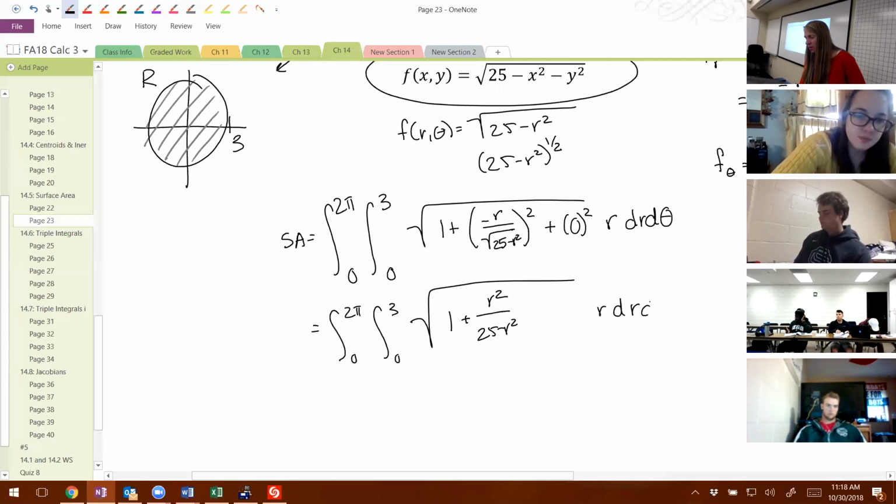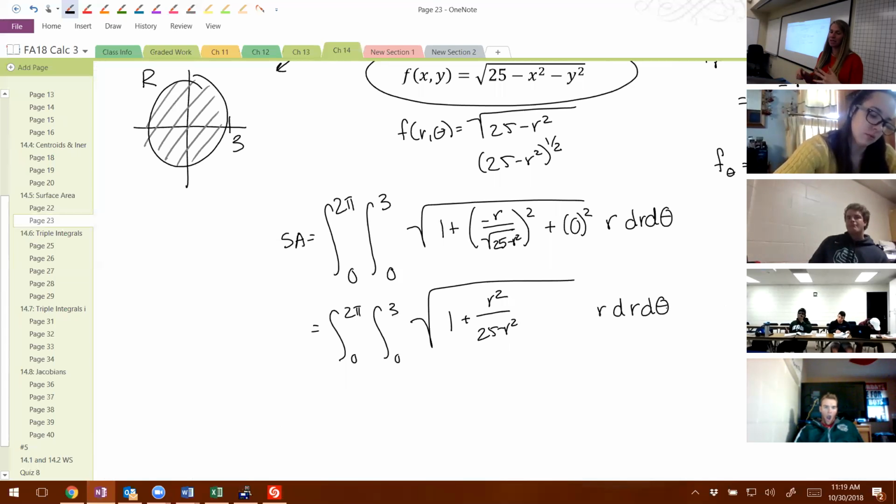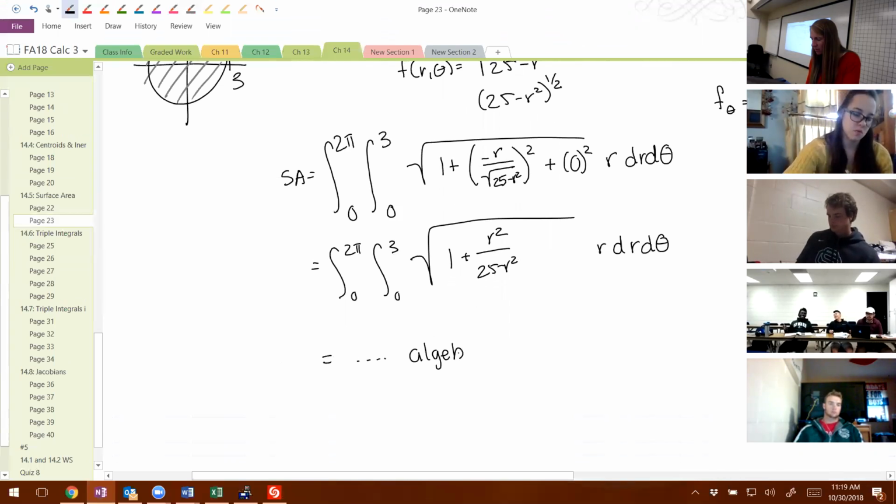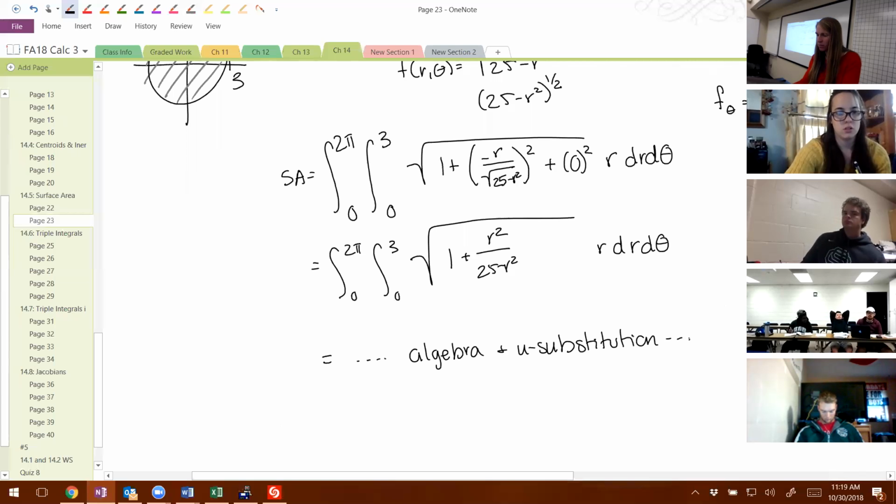The next step from here would be to add your fractions together. If you find common denominators and add them together, it simplifies down quite nicely to where you can just do u substitution. So you don't need any crazy rules for this one. You just need some algebra to fix your integrand, and then you can eventually use u substitution. However, we won't worry about that. So we'll say algebra, u substitution, or a calculator can do all that stuff too. Eventually 10 pi is what we should get.